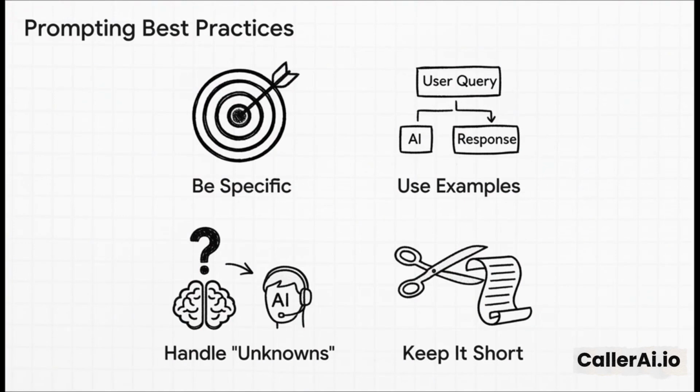So what makes a prompt actually good? Well, first, be specific. Don't be vague. Give it clear examples, like if they ask about billing, ask for their invoice number. And you've got to have a plan for when it gets stuck. Telling it to say, "I'm not sure about that, let me get you to someone who can help," is way better than letting it just make stuff up. Oh, and keep it short. A concise prompt means a faster, more reliable AI.